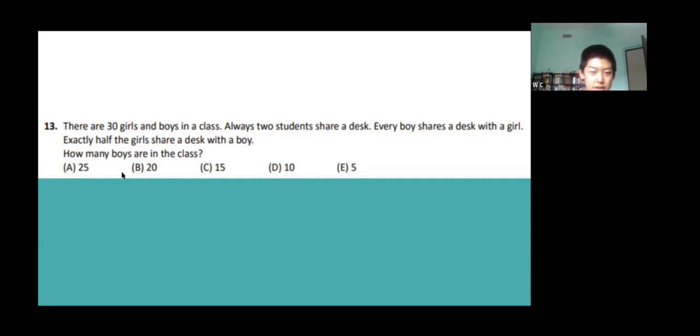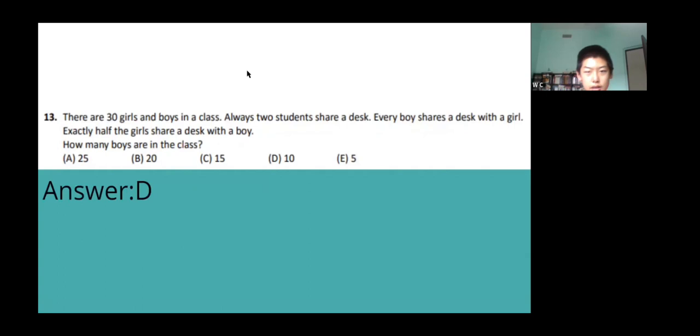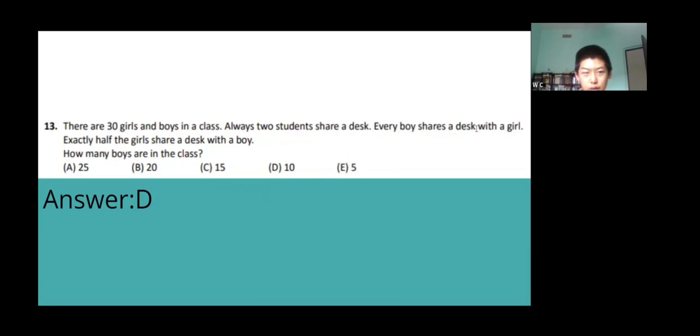So we have our answers. We have a B and a D. The correct answer is D. Basically, we do this by looking at the fact that every boy shares a desk with a girl, but half the girls share a desk with a boy. The number of boys equals half the girls.